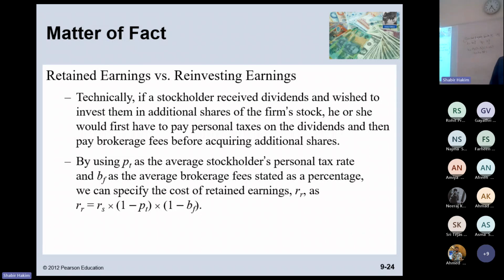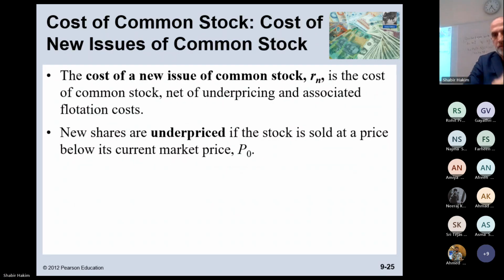It's only for us as additional information. Now, let's come to the actual cost of common stock when we talk about issuing new stock. We say the cost of new issue of common stock, or N, is the cost of common stock net of underpricing and associated provision cost. New shares are underpriced. The stock is sold at a price below its current market price. Underpricing makes sense sometimes.